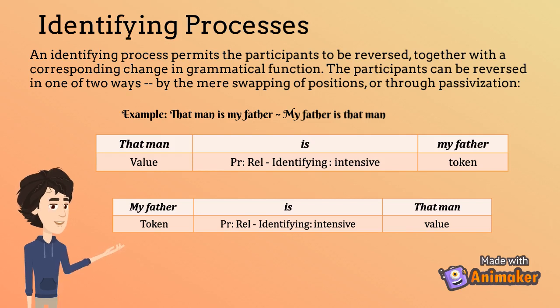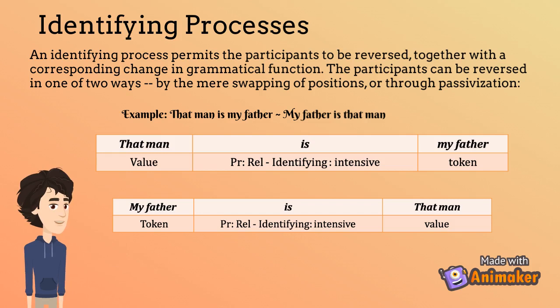Identifying processes. An identifying process permits the participants to be reversed together with a corresponding change in grammatical function. The participants can be reversed in one of two ways: by the mere swapping of positions, or through passivization. For example, "That man is my father." This can be reversed into "My father is that man."